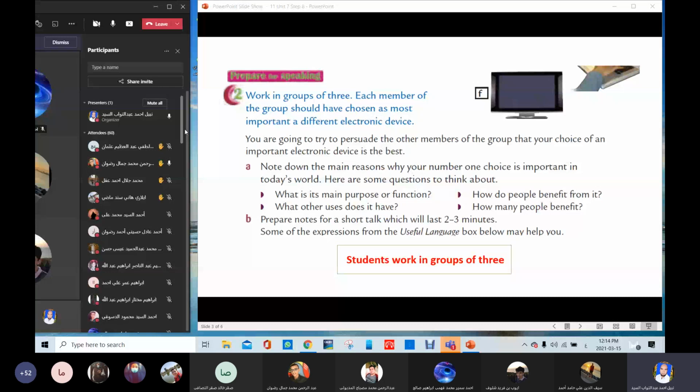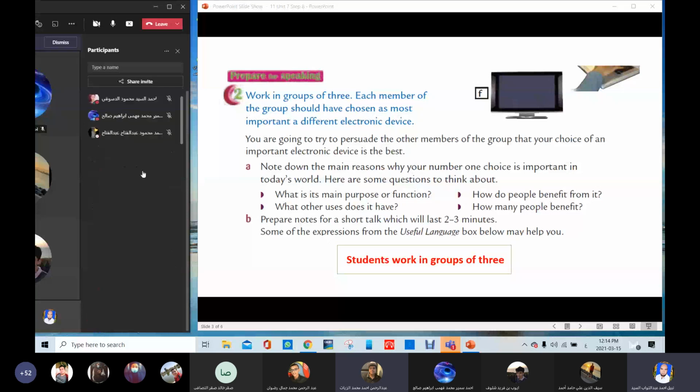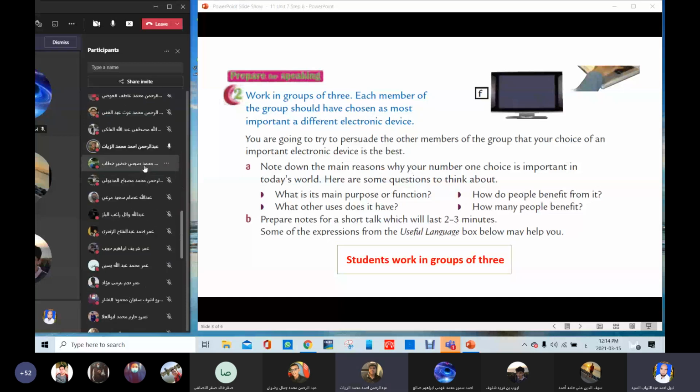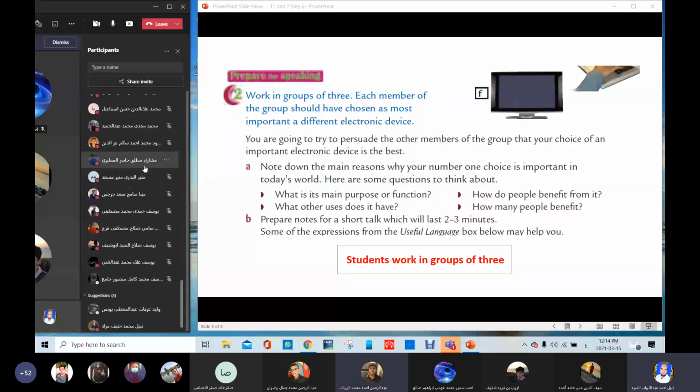Okay, Abdurrahman Ahmed Zayat, what do you think? What's the most important electronic device? I think it's a mobile phone. Yes. Give me reasons. Because I use it for everything. It contains features of the other electronic inventions. Very good. What else? And I can carry it anywhere I go. Very good. So it's portable, it's easy to carry.